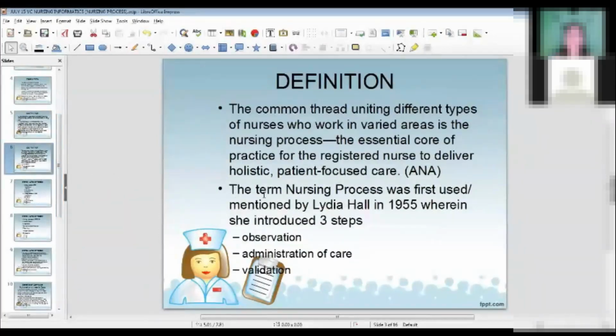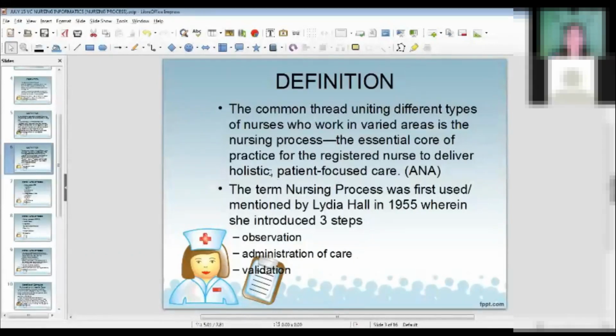Okay, another definition: the common thread uniting different types of nurses who work in varied areas is the nursing process, the essential core of practice for the registered nurse to deliver holistic, patient-focused care. So this is according to the definition given by the American Nurses Association.